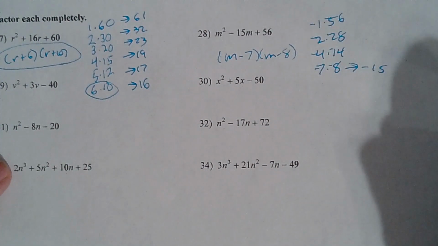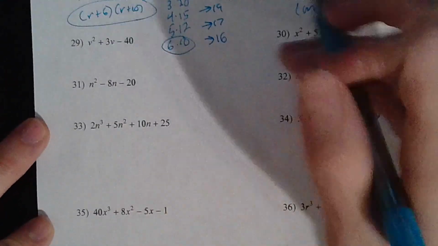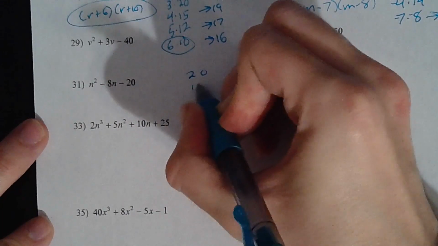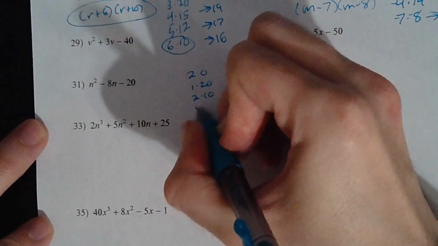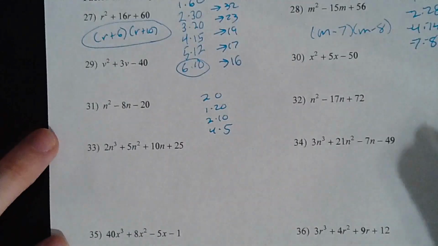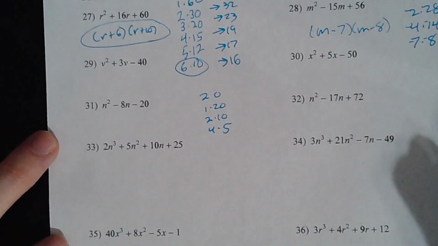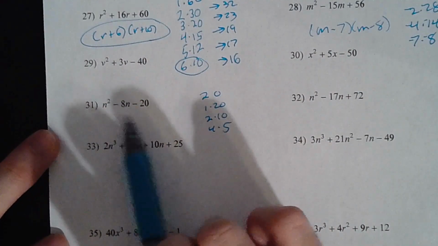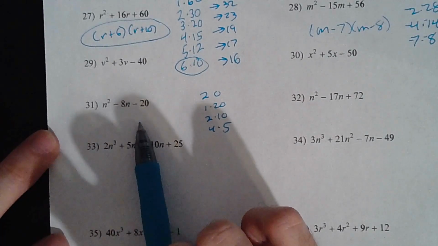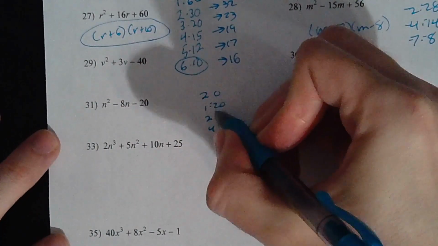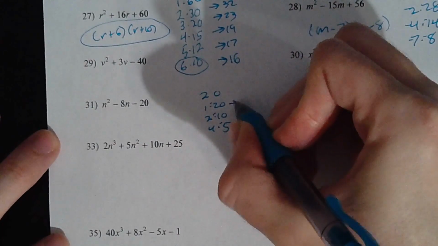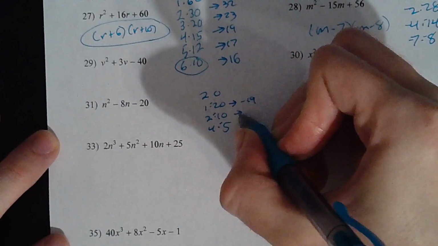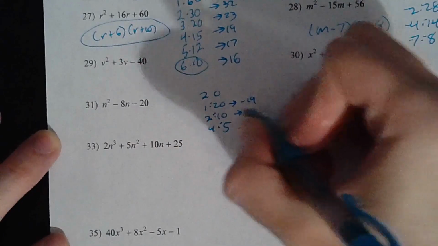Easy peasy. Let's go ahead and do number 31 over here. So 31 multiplies to 20. That's going to be 1 times 20, 2 times 10, 4 times 5. But here's the deal with this 20: it multiplies to a positive, but it adds to a negative. So if both of them are negative like this, the negative is going to go on the right-hand side only. It's going to go on the bigger number because when they add together, they need to add to a negative number. So that's negative 19, that's negative 8, that's negative 1. Oh, there's the answer. These are nice and fast.